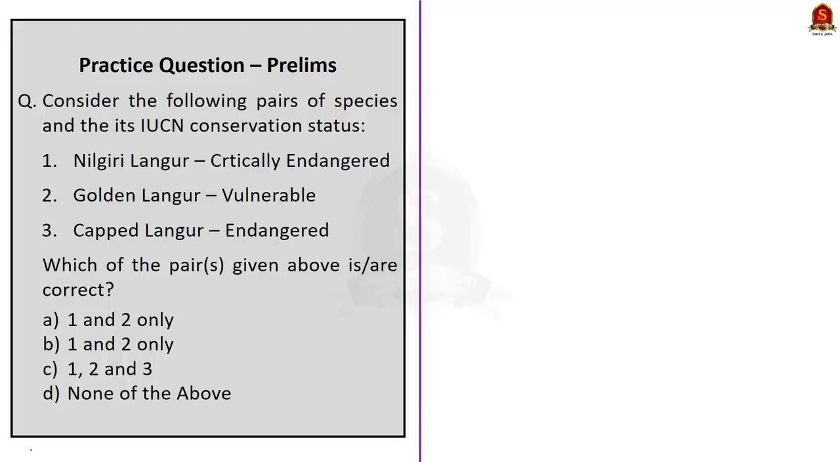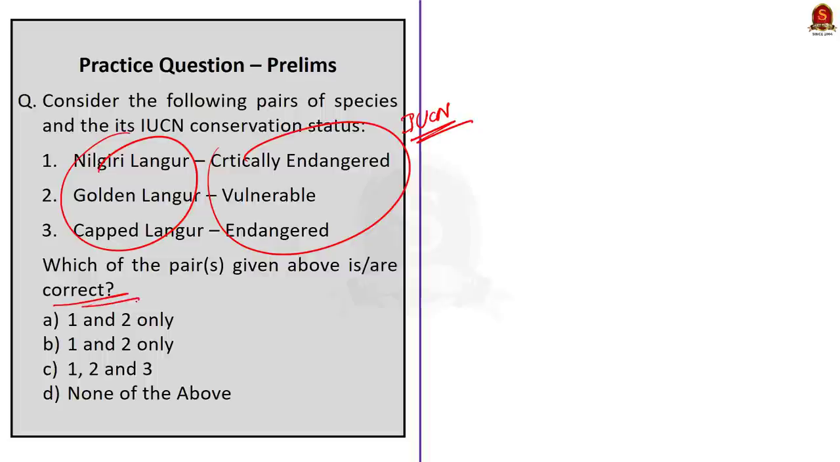Now look at this second question. See, it is regarding our Golden Langur discussion. Here I have framed the question in such a way that one side the species name is given and on the other side its IUCN conservation status is given. Okay. So now the question here demands for the correct pairs. See, now look at the options given. If you just know that Golden Langur is not given vulnerable status, you can easily eliminate all the options and arrive at the correct answer, which is option D, none of the above.